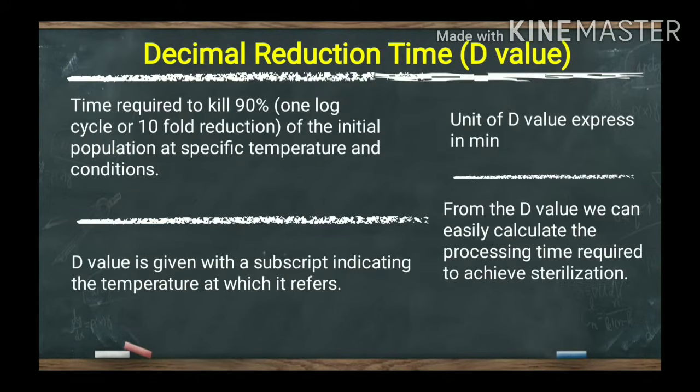The most important parameter is called decimal reduction time, or the D value. It is defined as the time required to kill 90%, or 1 log cycle reduction, or 1 decimal reduction of the initial microorganisms at a specific temperature and conditions. The unit of D is minutes and the temperature is given with a subscript, like D100. It tells the processing time required to sterilize the sample.